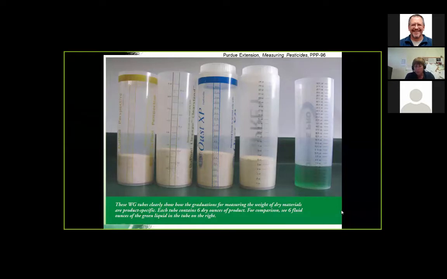Some products come with their own measuring tubes to get around this problem. So you've got a dry product, and the manufacturer just attaches a tube with it so that you can measure out essentially in volume how much you need of this dry flowable by weight. And again, you have to have the specific tube for each product. So you can see a problem there. The tubes get lost, you use the wrong tube, and suddenly you're using the wrong amount when you're mixing a product.